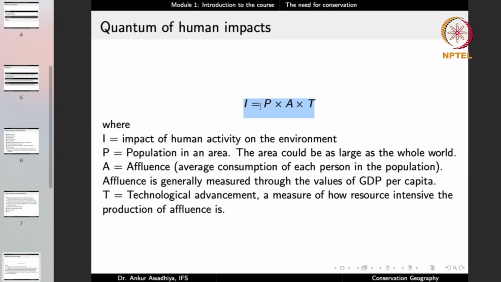Essentially, it says that the impact of humans on the environment is determined by the population in the area. If there is an increase in population, there is an increase in impact because there are more people who can put an impact on the environment. It increases with affluence. Affluence is the average consumption of each person in the population. We can represent it through GDP per capita. And it is influenced by the technological advancement, meaning how resource intensive the production of affluence is.